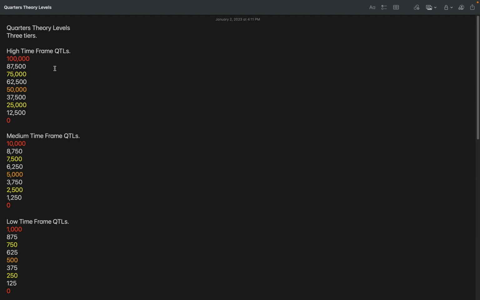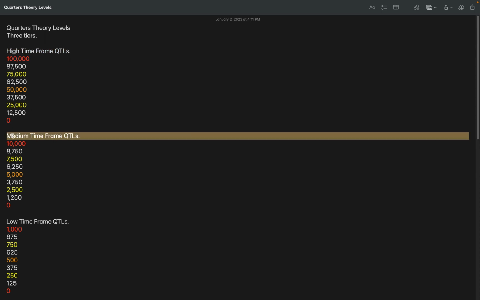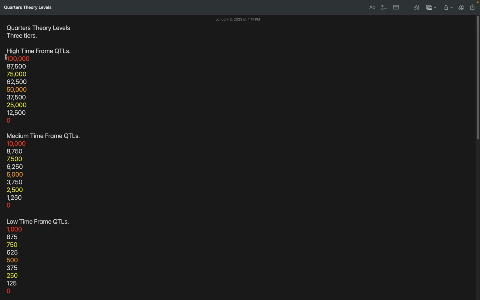Okay, so we start with the highest, which is the 100,000 quarters theory level time frame, right? So you have the high time frame quarters theory level, QTL, quarters theory levels, QTLs. So you have the high time frame QTLs, you have the medium time frame QTLs, and you have the low time frame QTLs. And this is very simple.